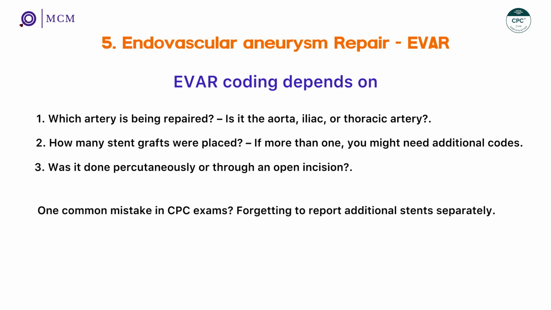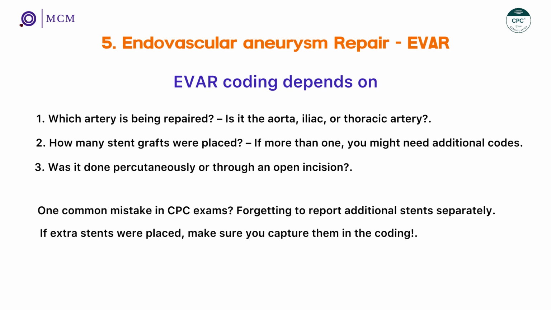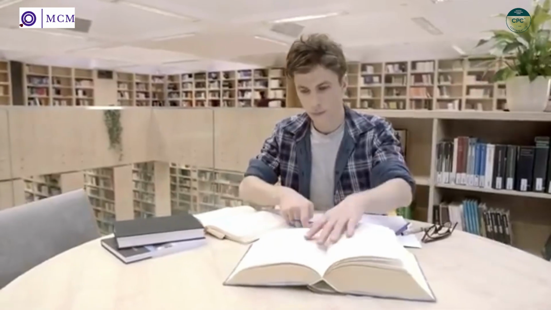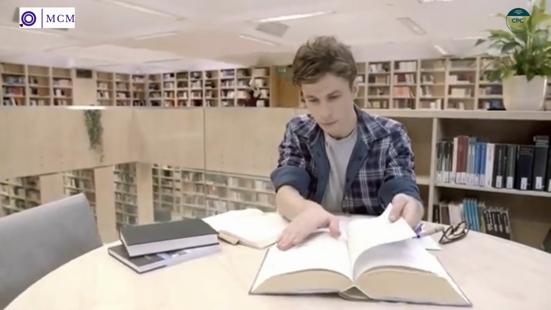One common mistake in CPC exams? Forgetting to report additional stents separately. Always read the operative note carefully. If extra stents were placed, make sure you capture them in the coding. If you have any doubts in the guideline, comment below. So there you have it, the top 5 cardiovascular CPT guidelines you need to know.